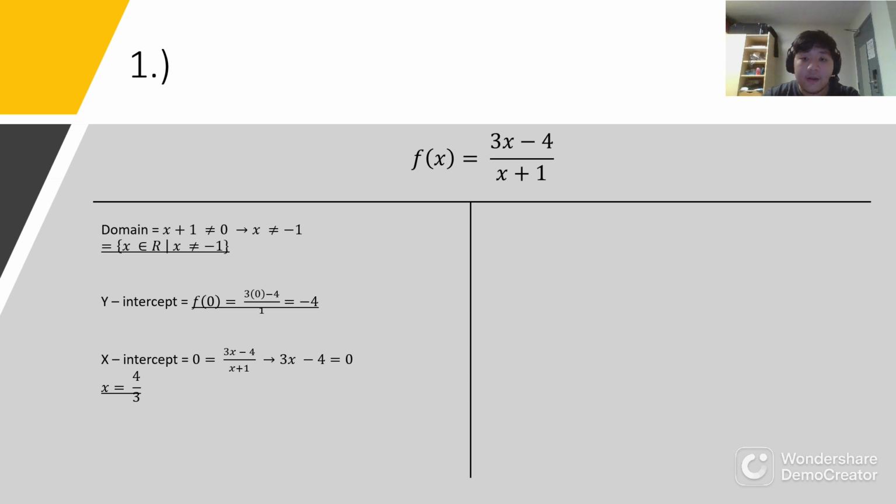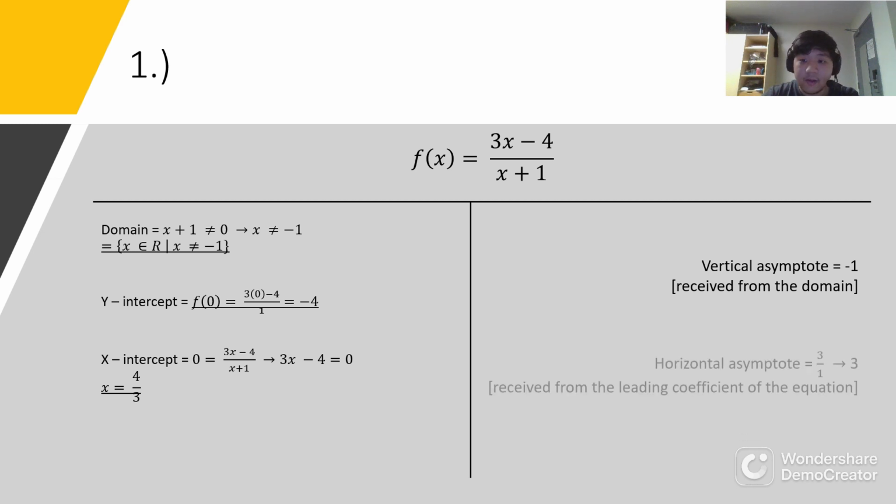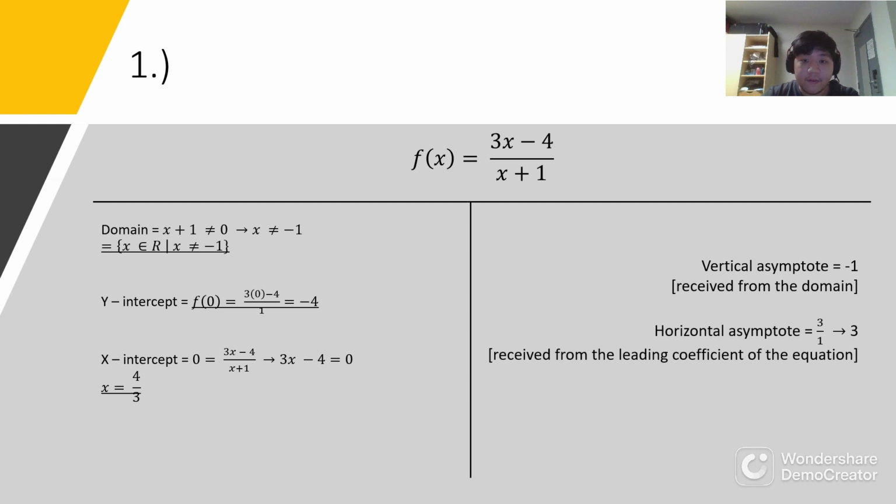Now, for the vertical and horizontal asymptotes, we can focus on the vertical asymptote first, and that should be negative 1. We can get the vertical asymptote by taking it from the domain that we have solved earlier. As for the horizontal asymptote, we can take it from the leading coefficients of the function that we have seen. So that should be 3 over 1, or we can just say it as 3.